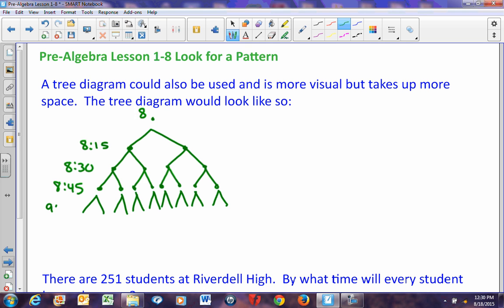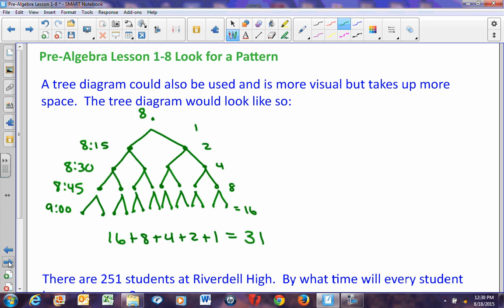So by 9 a.m., you have 16 new people, 1, 2, 3, 4, 5, 6, 7, 8, 9, 10, 11, 12, 13, 14, 15, 16. So there were 16 new people here, 8 new people here, 4 new people here, 2 new people here, and 1 new person here. So if you add all those up, 16 plus 8 plus 4 plus 2 plus 1, you're going to get 31 people. So that's just a different way of looking at the exact same problem.